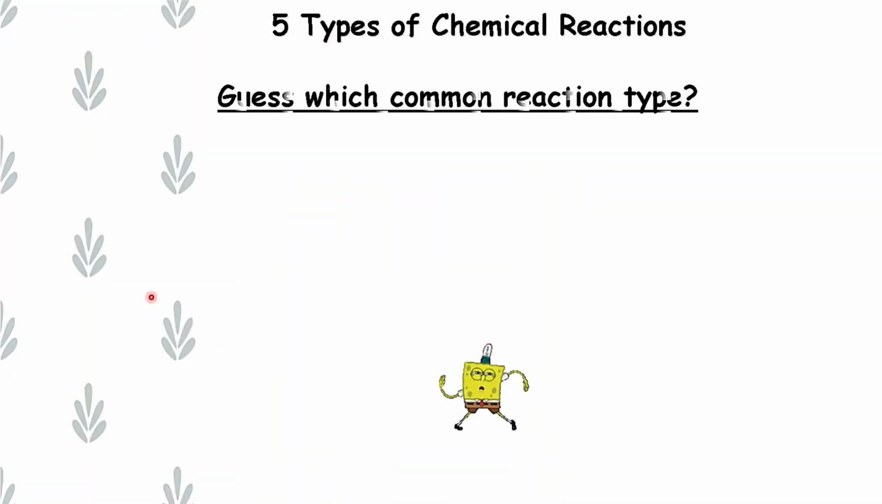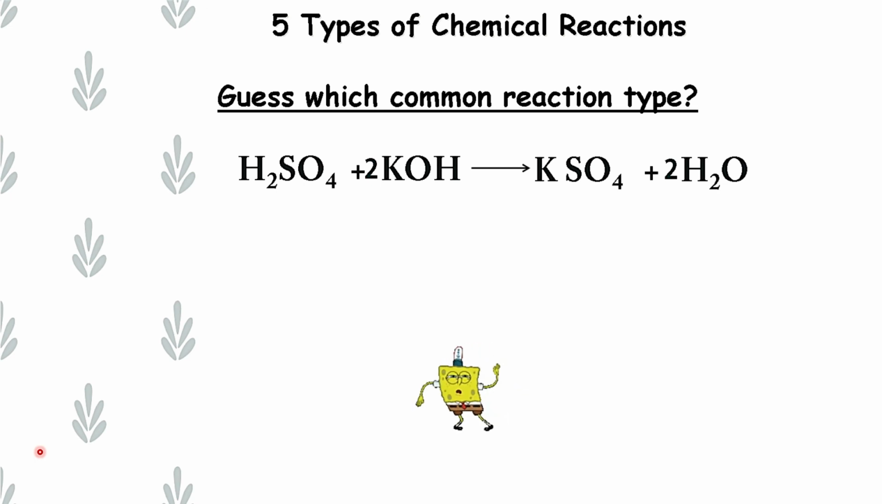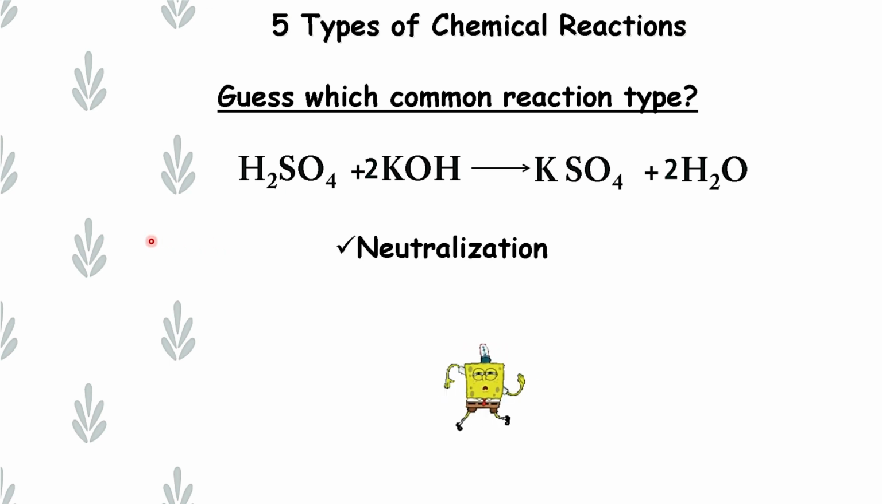Now guess this type of reaction. H2SO4 combines with KOH, 2 reactants and 2 products. So this is an acid reacting with a base, forming salt and water. So this is a neutralization reaction.